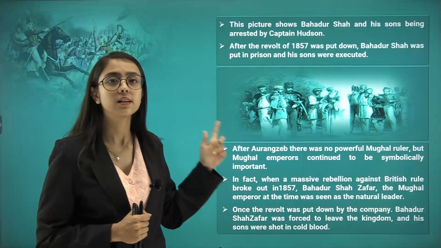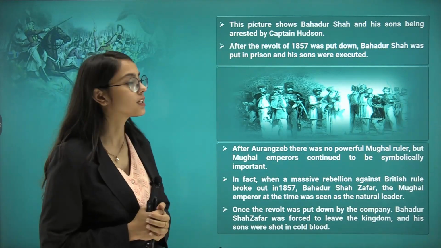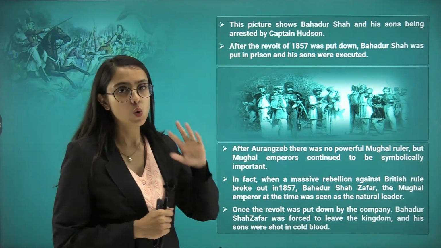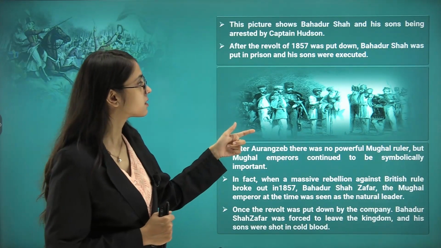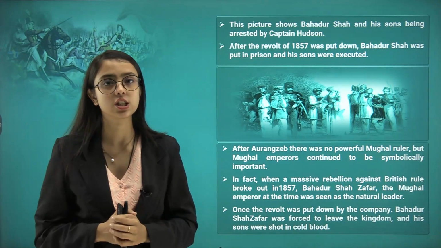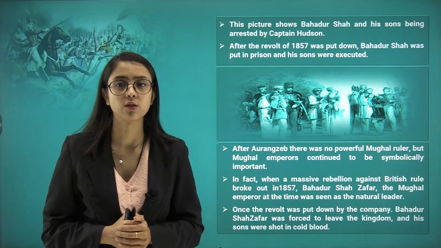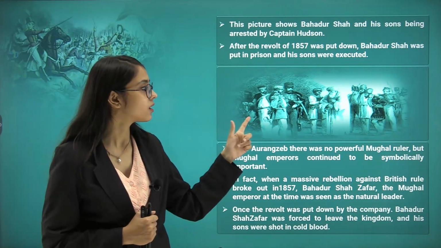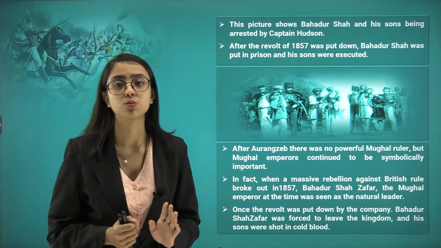So now here in this slide you see a picture of Bahadur Shah and his sons being arrested by Captain Hudson. Here is Bahadur Shah, who was one such powerful regional king, and he has been arrested by Captain Hudson of the British East India Company. After the revolt of 1857 was put down, Bahadur Shah was put in prison. They all were put in prison, he with his sons, and they were executed.